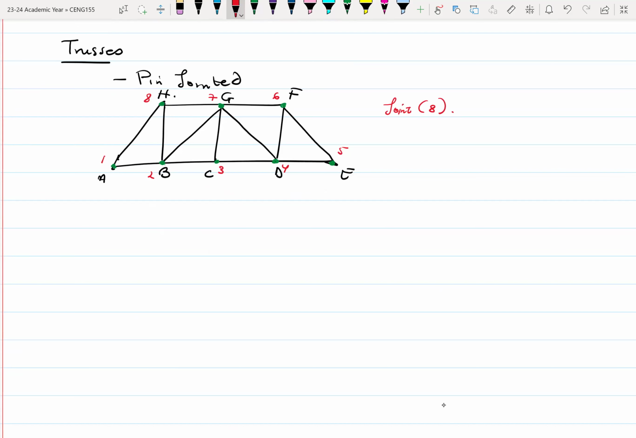Now let's also count the members. A member is connected at the ends. So we have here member 1, member 2, 3, 4, 5, 6, 7, 8, 9, 10, 11, 12. So we have 13 members. So let's say there are some supports at these ends. For us to call an object a structure, it should have supports. It should be able to transfer the loads to some other member or to the ground or somewhere.